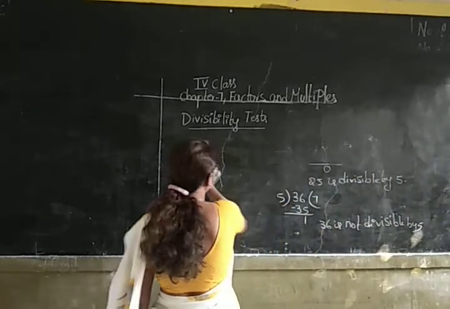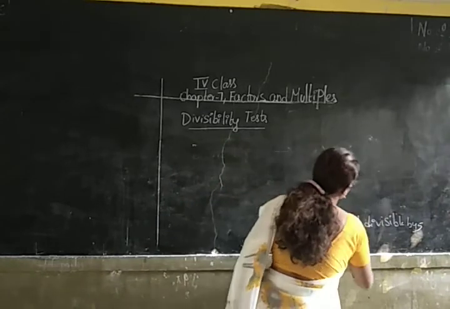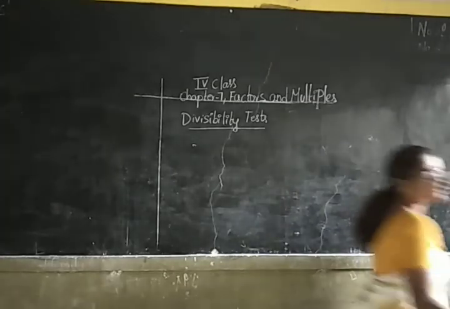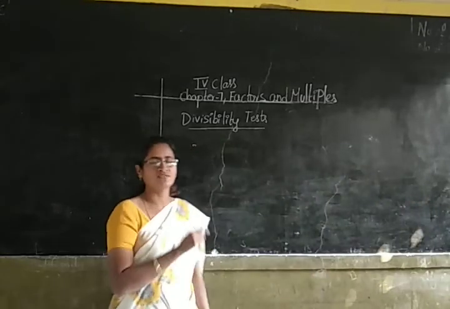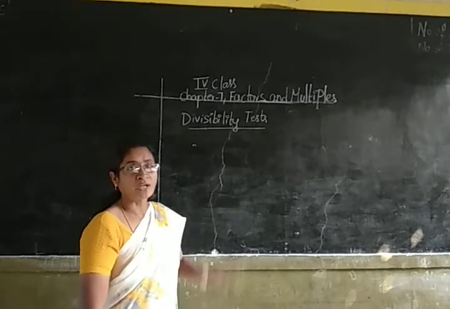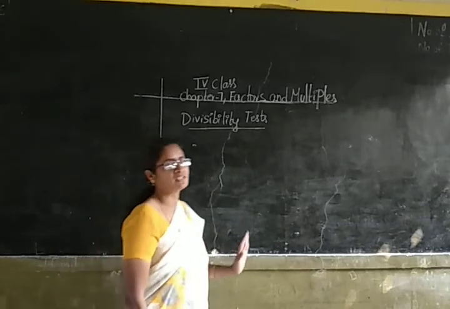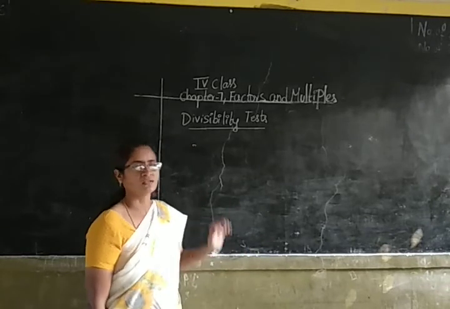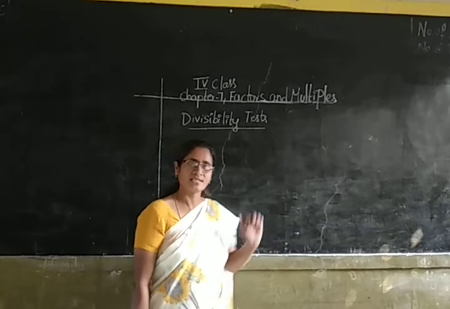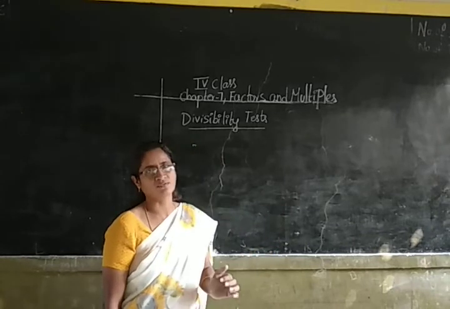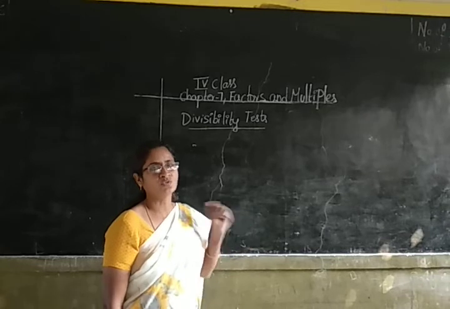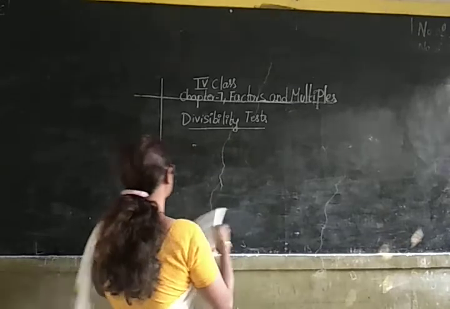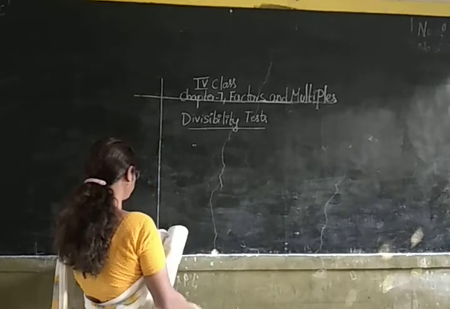Here we have performed the division and said whether the number is divisible or not divisible. By using certain rules, we can find whether a number is divisible or not divisible without doing the actual division. So such rules are called divisibility rules.